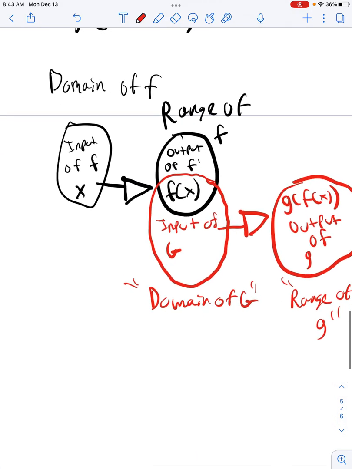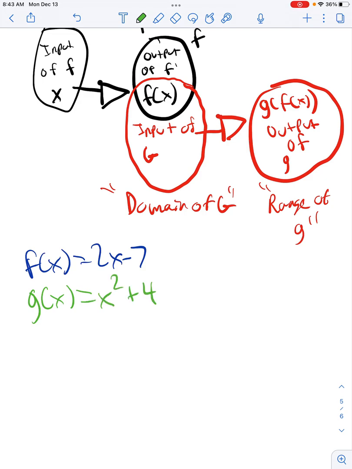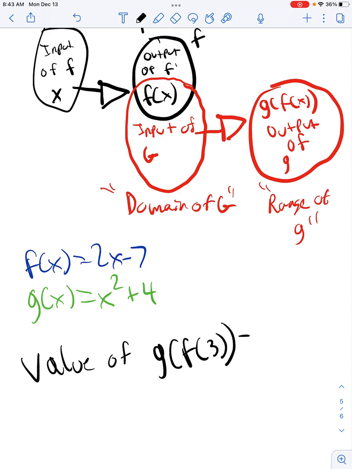Let's do an example, and it may help clear things up. For example, let's take f of x equals 2x minus 7, and g of x equals x squared plus 4. And I want to find the value of g of f of 3.